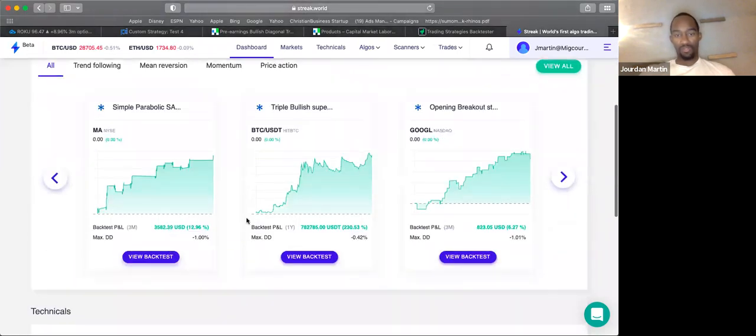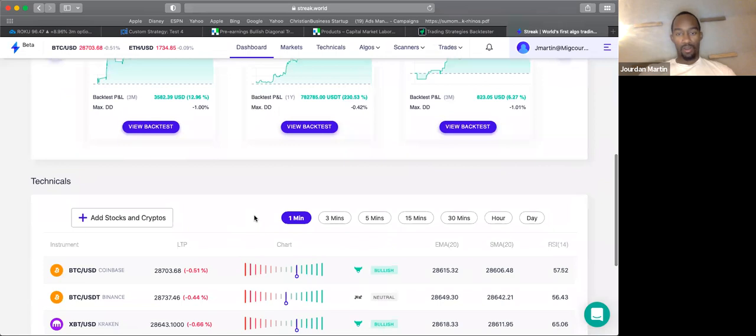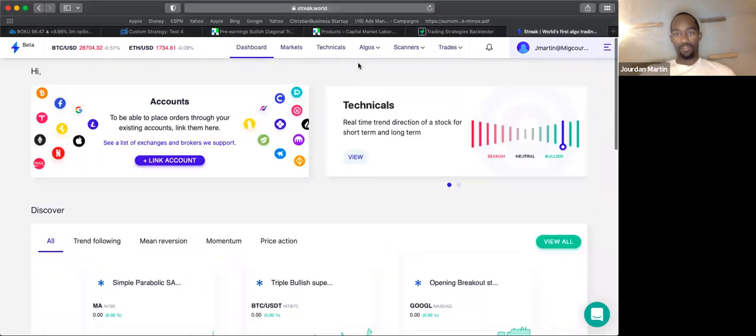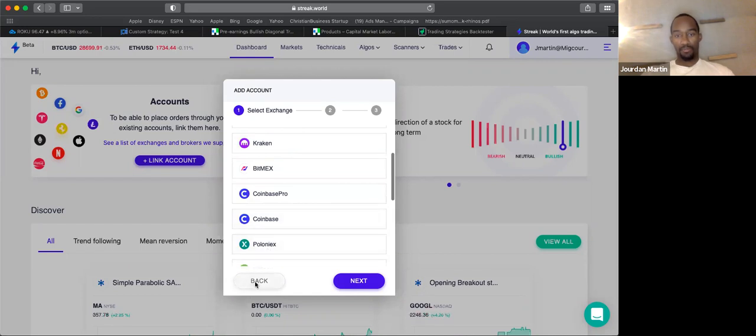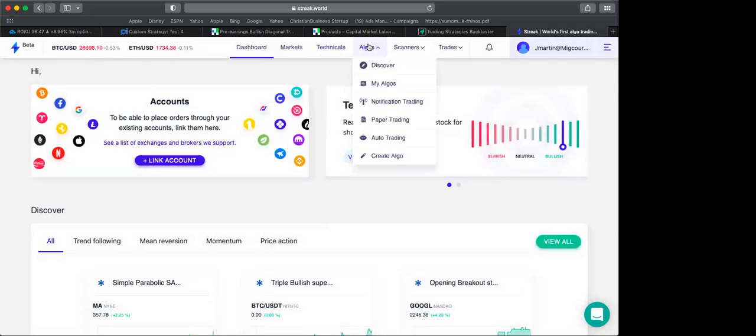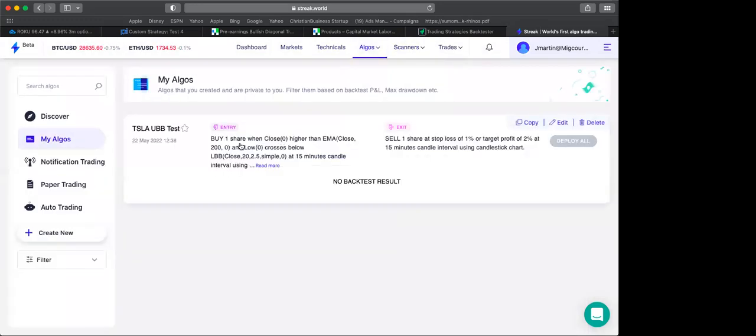I'll just go look at this site and play around with it. They have some back tests that are already set. They have some algos, some scanners. I haven't really looked at too much of this. It seems like you can hook up certain accounts with this as well and potentially auto trade. This looks like it's pretty much all crypto. But come to my algos. Yep, here you go.